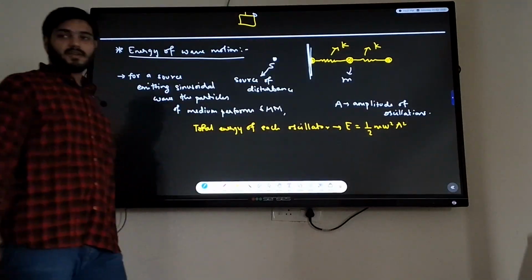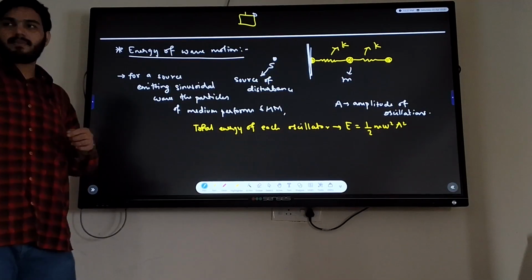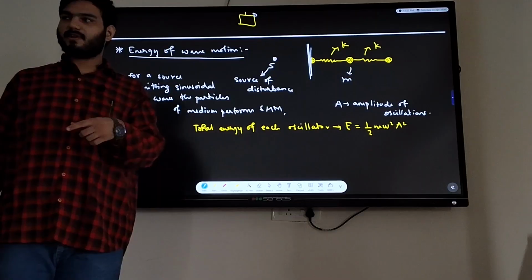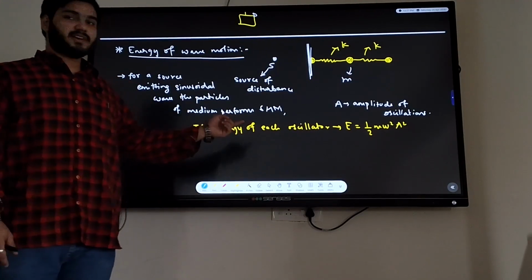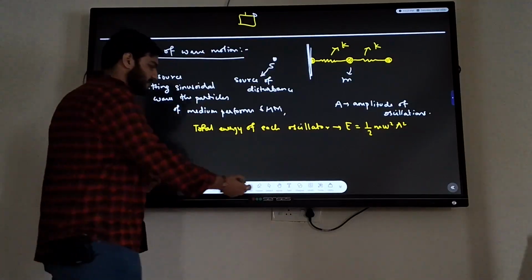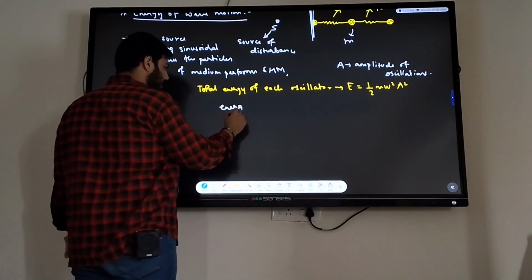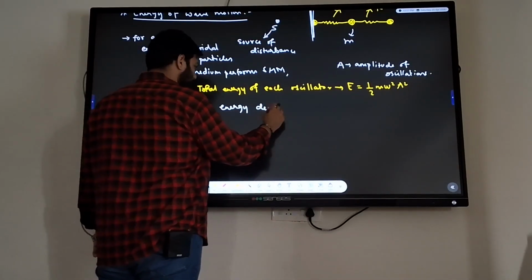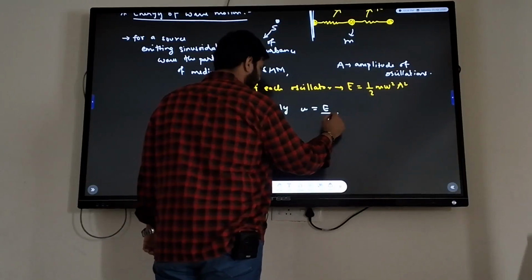Then instead of talking about the total energy, we like to talk about something else, called the energy density. Do you remember how we define mass density? Mass density is mass by volume. Number density is number by volume. Then what will be energy density? Energy by volume. So energy density, that's u, is total energy divided by volume V.